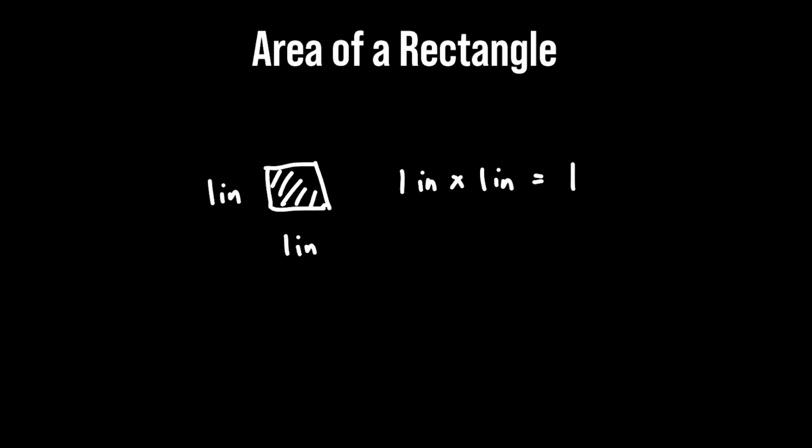Today we're going to learn how to find the area of a rectangle. So here is a square. A square is a type of rectangle, so it's still a rectangle. 1 inch on this side, 1 inch on this side. To find the area here, you'll need to multiply 1 inch times 1 inch. And this will be 1 inch squared. So that is our answer, 1 inch squared.